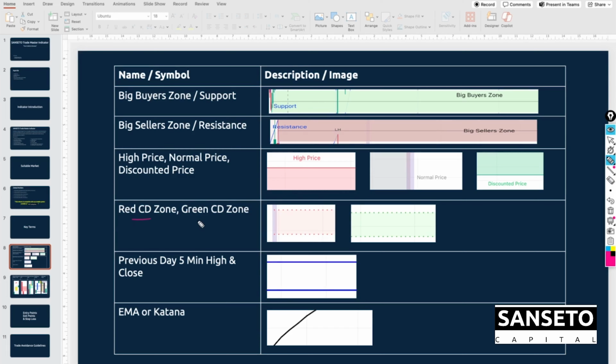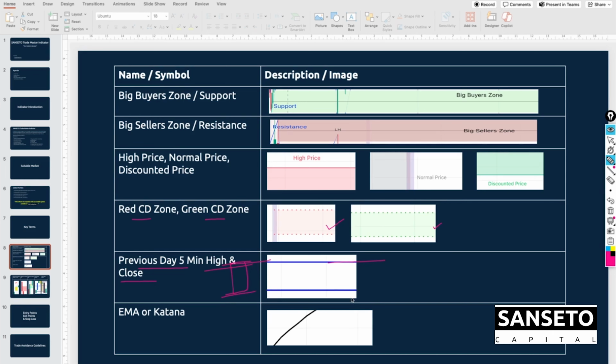So now we have completed the red CD zone and green zone. This is a resistance, this is a support. Next, previous day 5 minutes high and close. This is mainly for Indian markets only. In other markets this is not applicable. Only in the Indian market this is applicable, because in the Indian market the previous day's last 5 minutes high and close can act as a support or resistance.